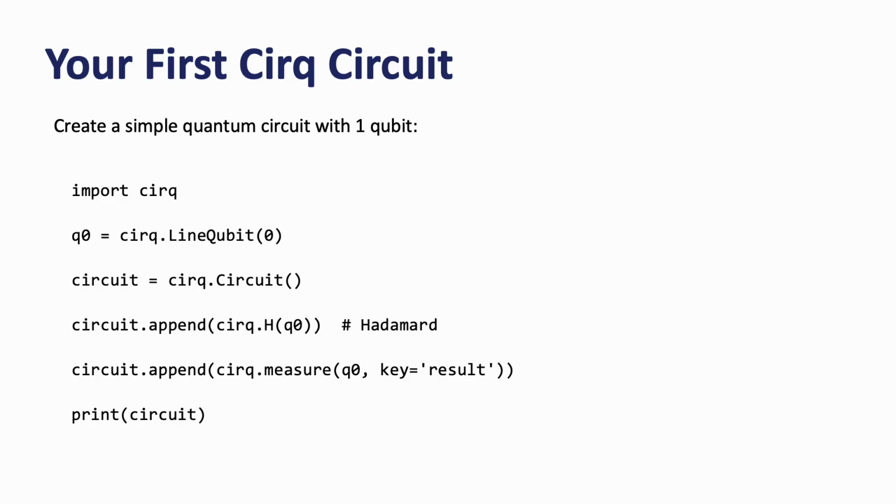When we print this circuit, we see a visual representation of our quantum circuit. This is one of the nice features of Cirq. It has good visualization tools that help you understand what your circuit looks like. The visual representation makes it easier to catch errors and understand the flow of your quantum operations. Now that we have built the circuit, we are ready to run it on a simulator, which is our next step.